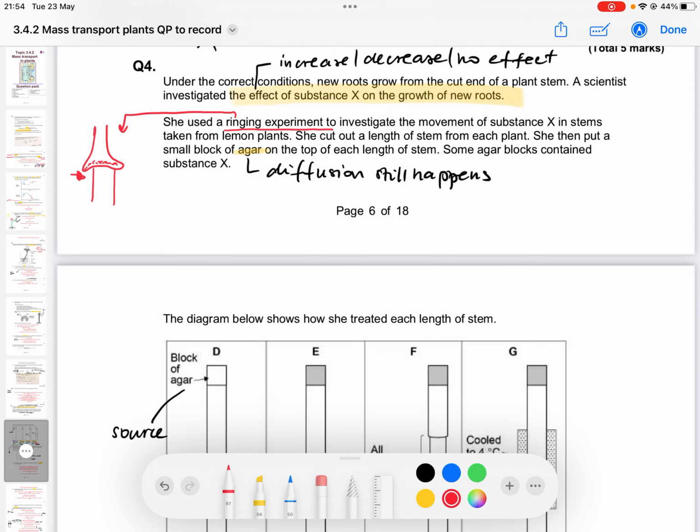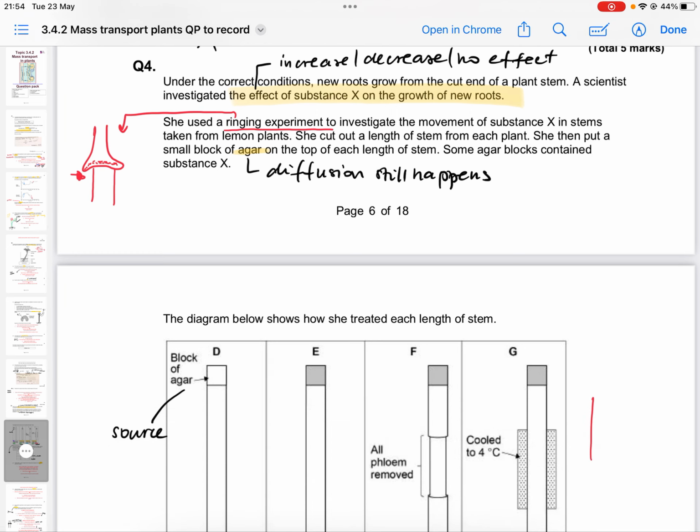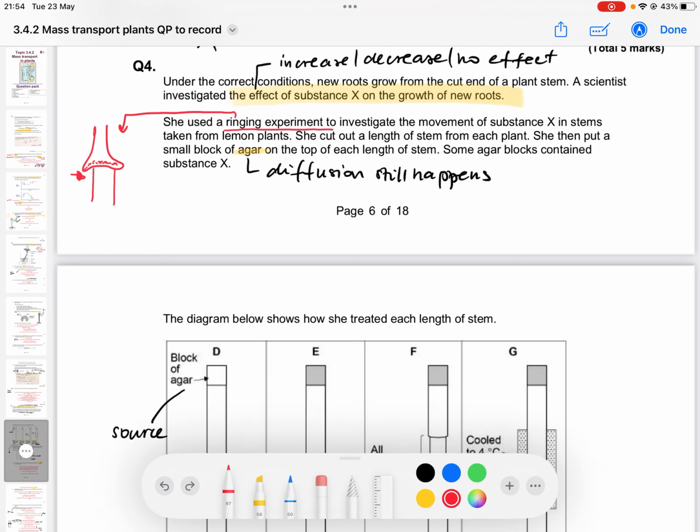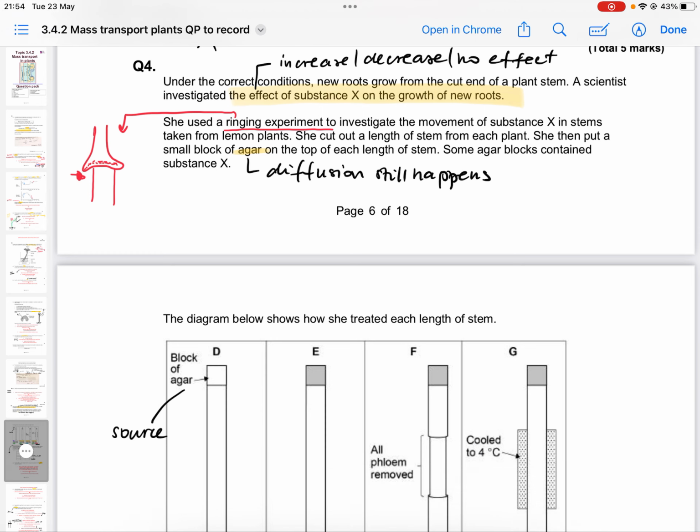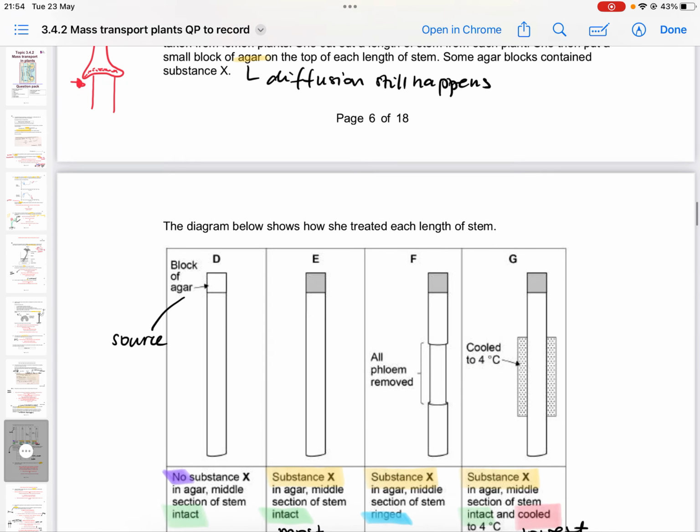A little bit of information about the agar in this experiment. If the students have used the agar plate and put it on the top of the stem, as you can see, that means that diffusion from that agar block could be taking place, so it could act as a source.